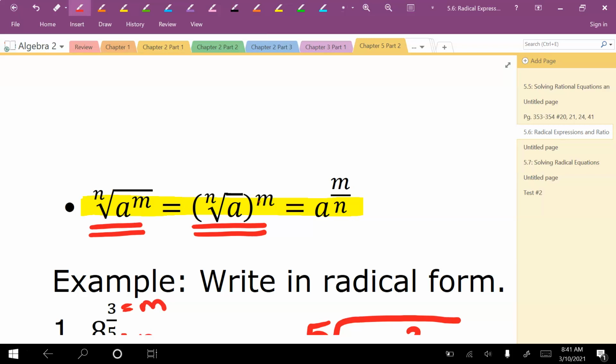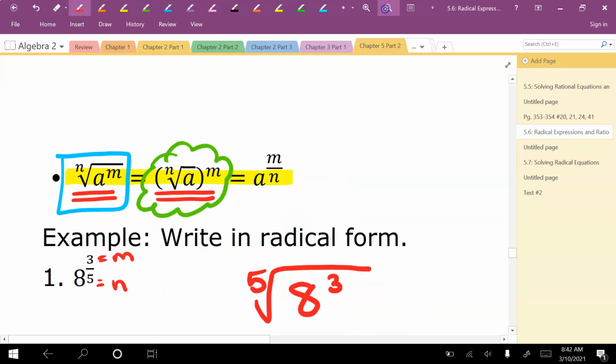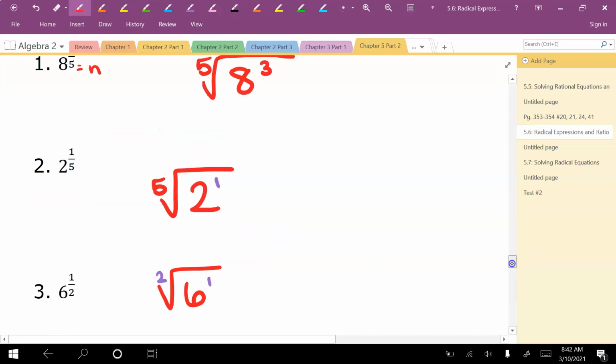Really what's happening here is on the first one, if I were to evaluate something that looks like this, I would have to take A and raise it to its power first, so raise it to its exponent, and then try to root it. Where on the second one, I'm rooting the number first and then raising it to its exponent. Either way, you're going to get the same answer, so it depends on how you want to handle these next couple of problems. But I just wanted to show that to you so that if I start writing it a different way, you know why I'm doing that.